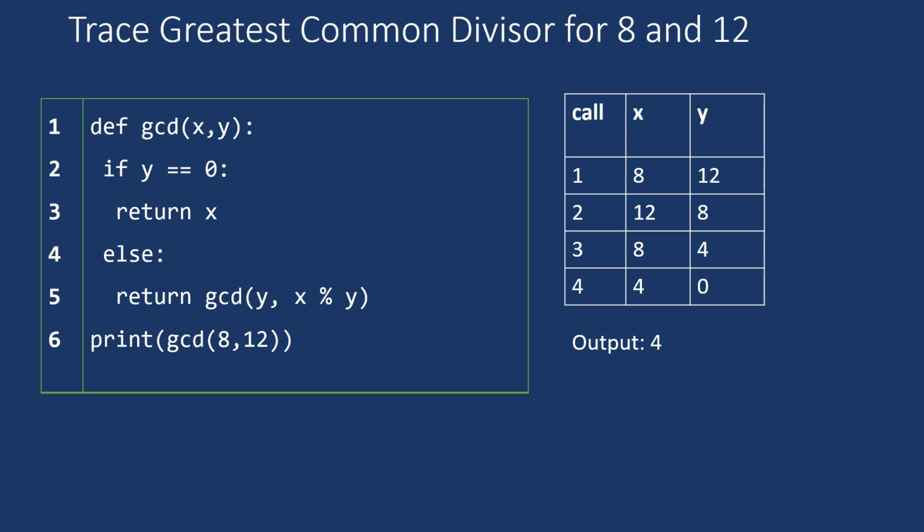So that is an example, again, just to reiterate, of tail recursion. And you can see there that it's been applied to the greatest common divisor algorithm.